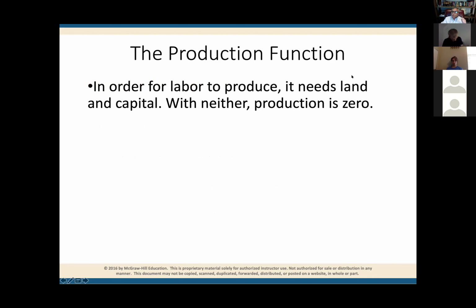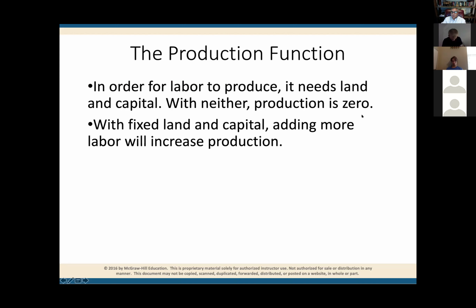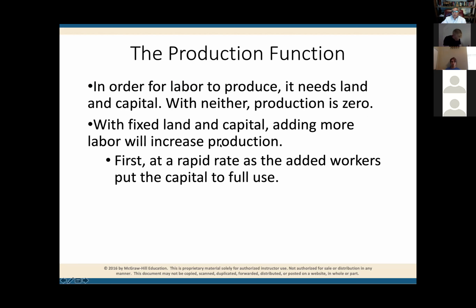So in order to produce, we already told you that a company needs inputs. We need land, we need capital. If we don't have the factors of production, then my production will be 0, right? So if we have a fixed land, and remember what land means in business? Land means resources in economics, and capital is machinery. So with given resources and given machinery, if we add more workers, we're going to increase our productivity.